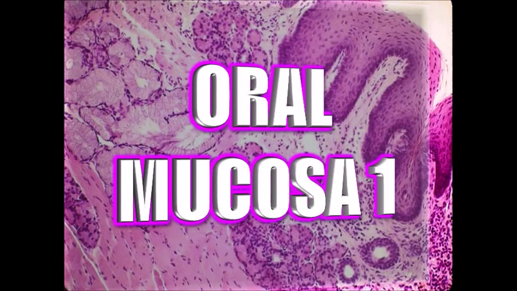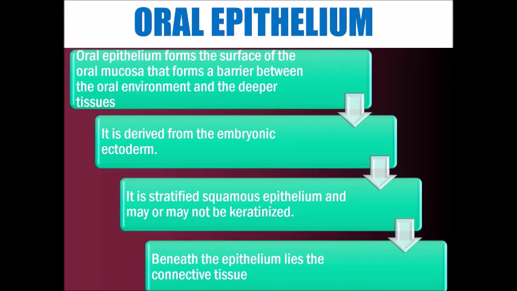Today we'll talk about oral mucosa, part 1. Oral epithelium. What do we mean by oral epithelium? Oral epithelium forms the surfaces of the oral mucosa that forms a barrier between the oral environment and the deeper tissues. It is derived from the embryonic ectoderm. It is stratified squamous epithelium and may or may not be keratinized.